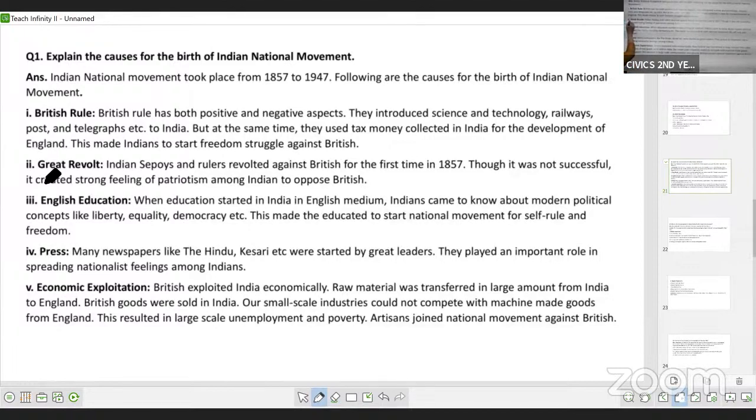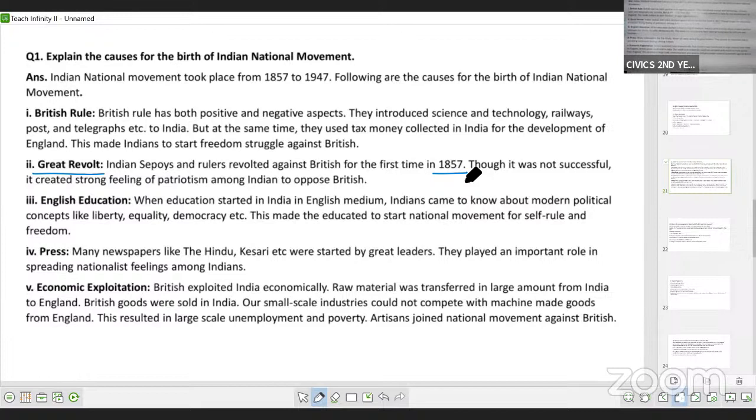So next is the Great Revolt, that is the Revolt of 1857. They revolted against the Britishers for the first time in 1857. Why did they revolt? Because of the discriminative policies of the Britishers. The Britishers were discriminating between Indian Sipais and British Sipais. This created anger among Indian Sipais. Similarly, rulers were also discriminated. Because of this discrimination, Indian Sipais and the Indian rulers revolted against the Britishers.